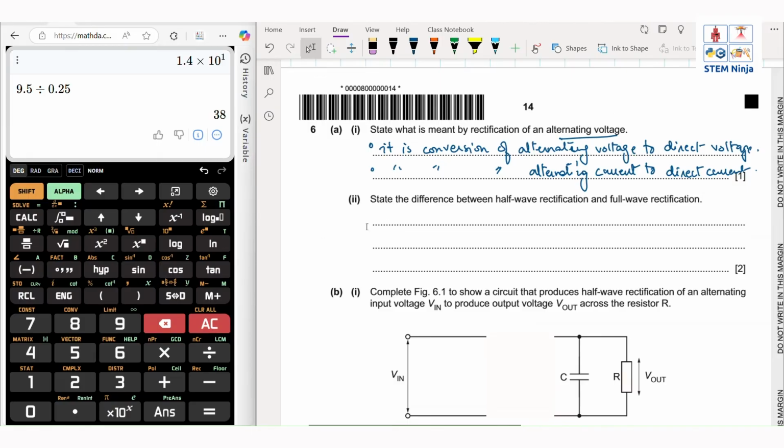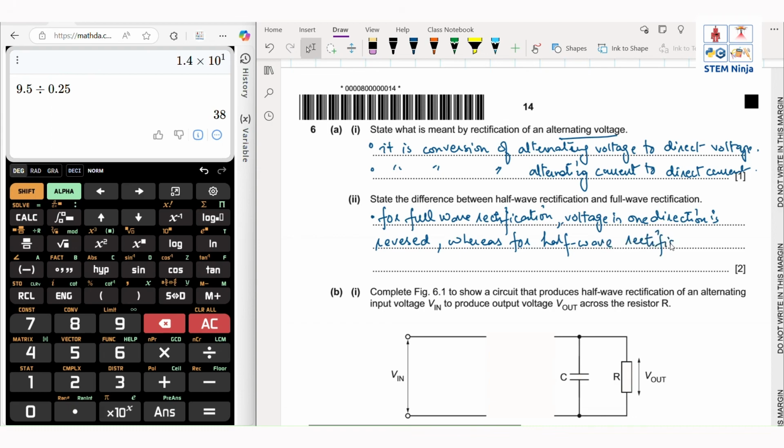So for half wave rectification over here, we can say only one half of the wave is used, whereas for full wave rectification, voltage in one direction is reversed, whereas for half wave rectification, voltage in one direction is removed.